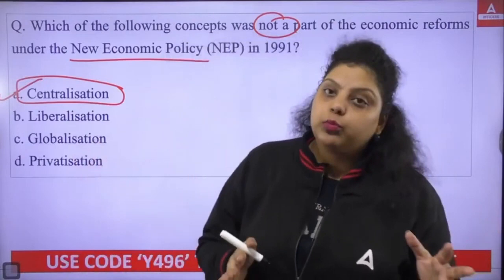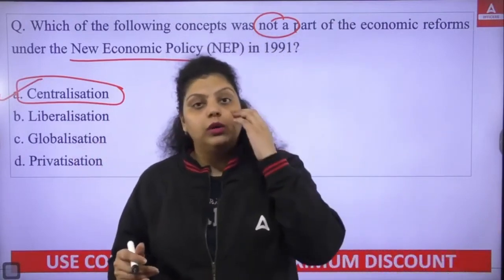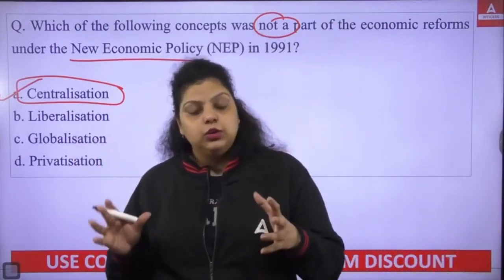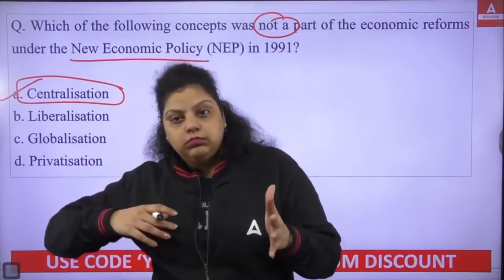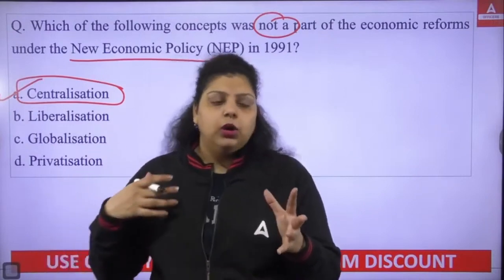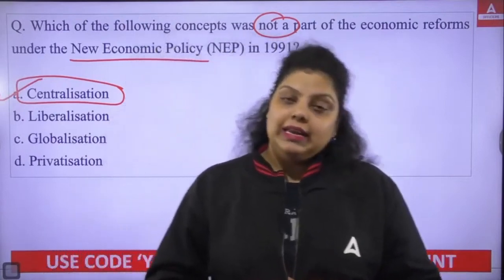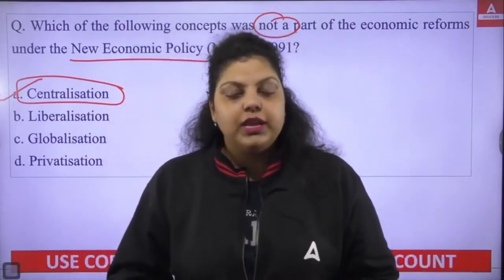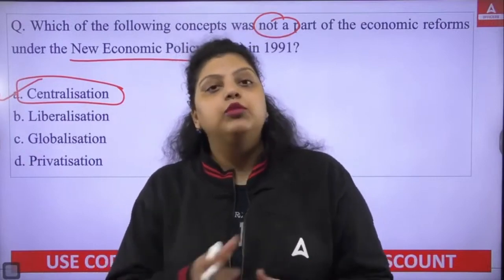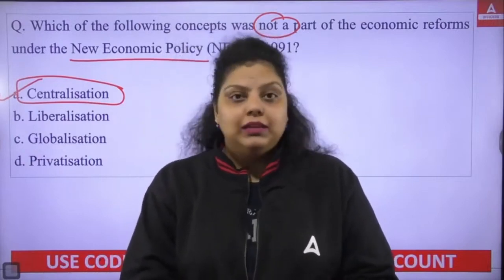The central government used to make all the plans, and the plans used to be ordered or suggested or had to be applied by the states and union territories as well. So in the planning commission, the central government used to make the plan and the states and union territories had to follow all the plans.